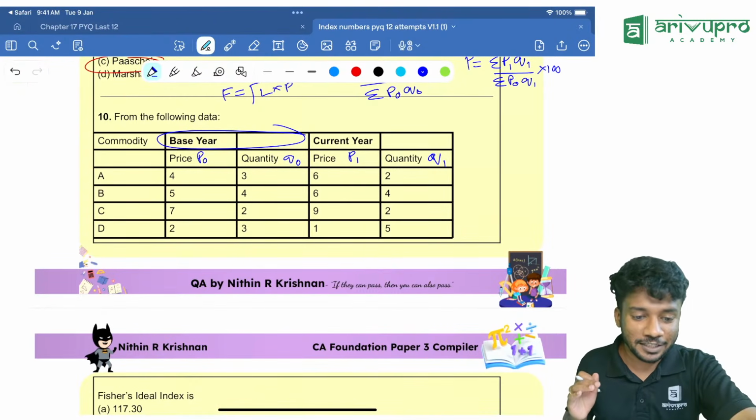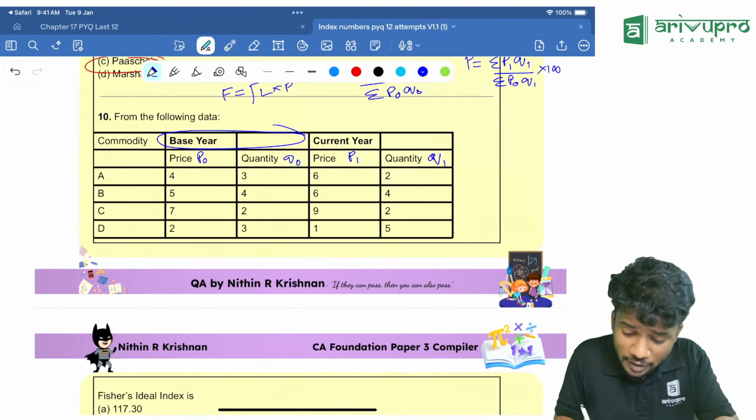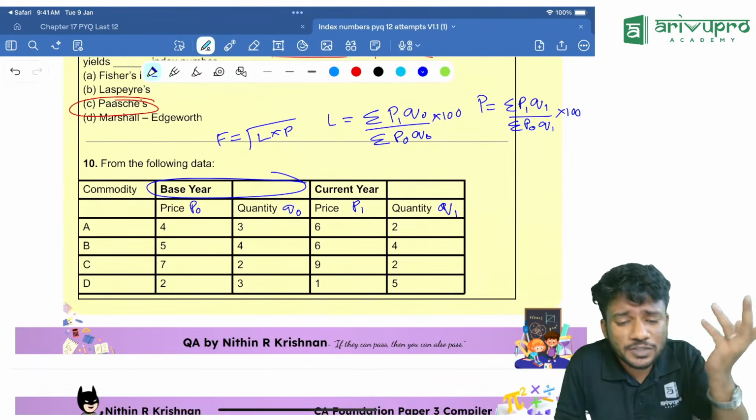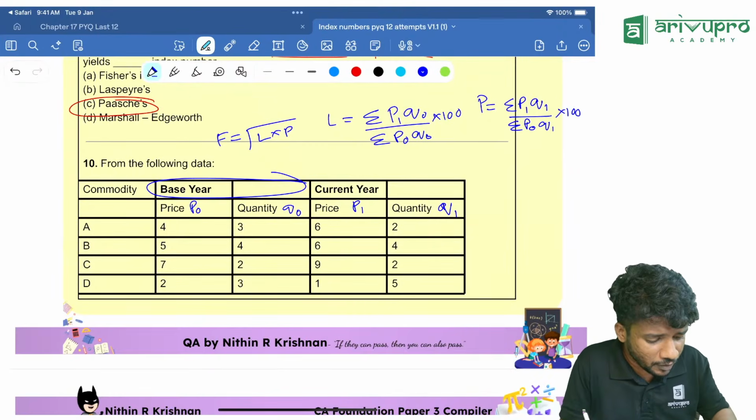Okay, can we continue? Yes. Now, first one, we need to find Laspeyres index. For that, we need to find sigma P1Q0. Sigma P1Q0. Clear the memory, everyone.